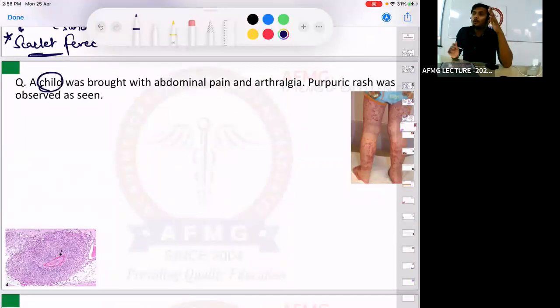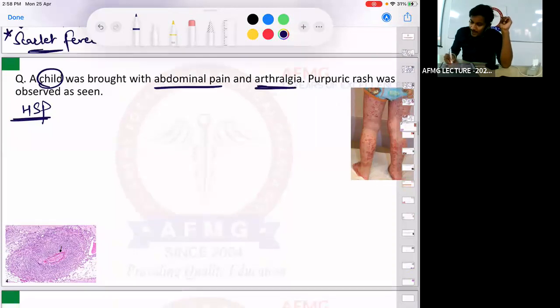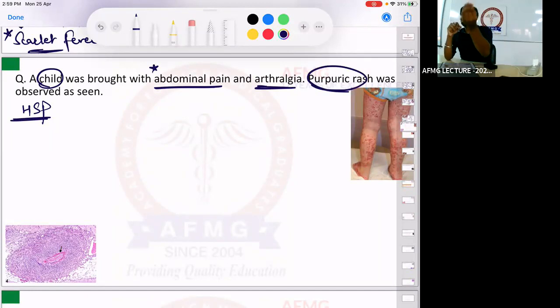Child presents to you. The most common vasculitis in children is Henoch Schonlein Purpura. The child was brought with abdominal pain and arthralgia. So these are the characteristic symptoms. ये भी एक सरकारी question है, repeated multiple times. ठीक है? So the patient presents you with abdominal pain along with arthralgia and purpuric rash. Okay, purpura means what? Petechiae, a non-palpable bleeding spot, but purpura are palpable bleeding spots.